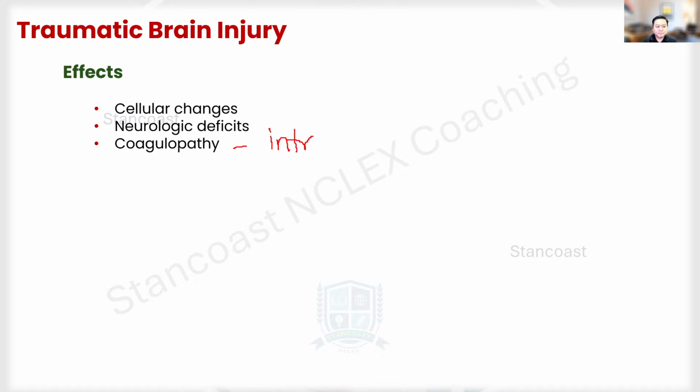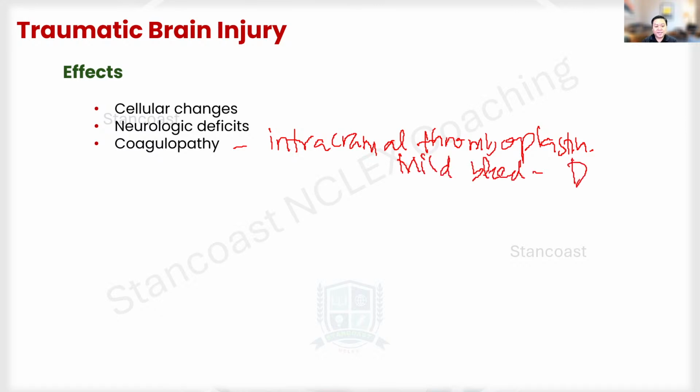Take note of that. Why are they going to be prone to the bleeding? Intracranial thromboplastin. This patient will have an increase in their PTT and the fibrinogen levels, and they will end up with clotting disorders that could range from mild bleeding into possibly DIC. Mild bleed to a severe form, which is the DIC.